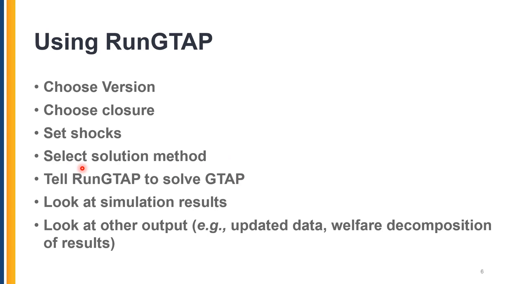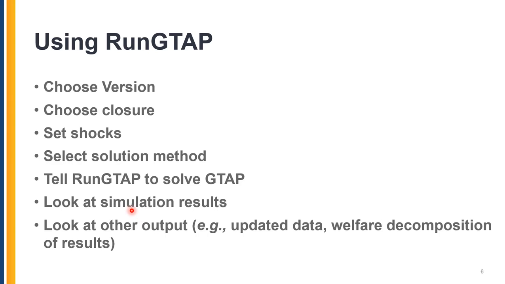This is the pre-simulation side. Then you commit the simulation. You tell RunGTAP to go and solve our model. And for most small models that we'll see in this, it'll only be a few seconds, and then we'll be ready to look at what we got. So we'll look at the simulation results as well as any other output that RunGTAP generates.